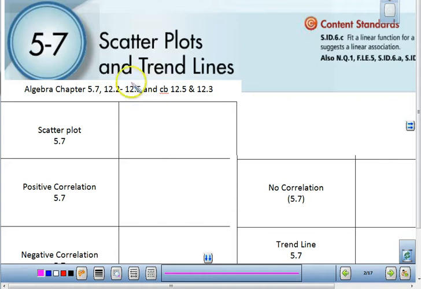We are now starting our statistics unit that we'll be working on up through Christmas and a little past before your final. In lesson 5-7, we're going to be talking about scatter plots and trend lines. All of these definitions in your notes, you will be filling in from the video.